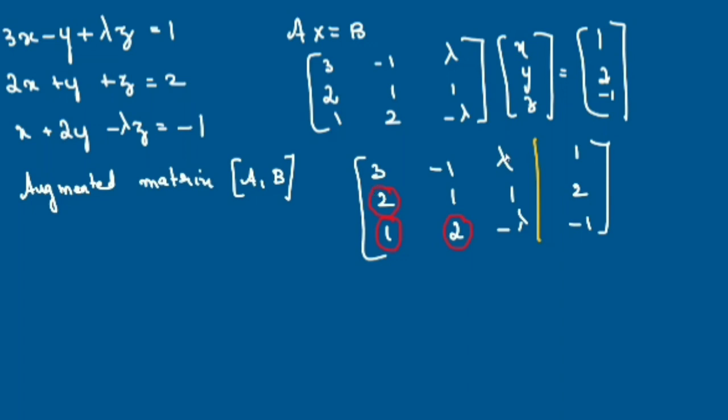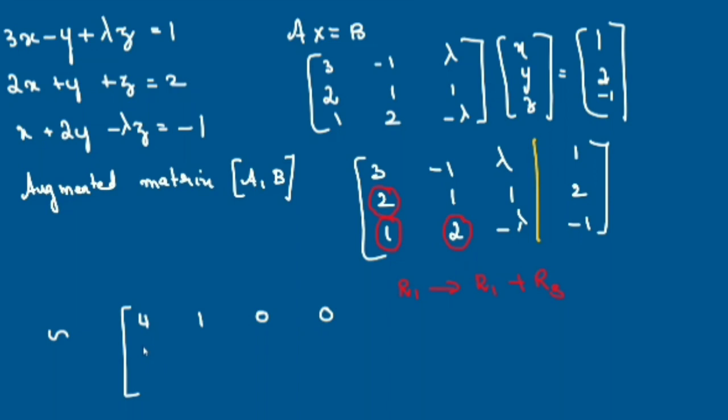It's not necessary that you should change, but it is better if you change. So I am going to change this. If I add these two, I think the lambda will be eliminated, right? So what I am going to do: R1 is R1 plus R3. You can do all these elementary transformations; the value of the rank will not change. I am just adding this so that lambda will be eliminated from row 1. So row 1 will become 3 plus 1 is 4, minus 1 plus 2 is 1, lambda minus lambda is 0, 1 minus 1 is 0.